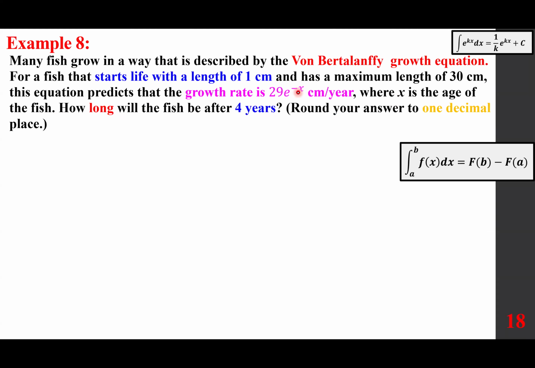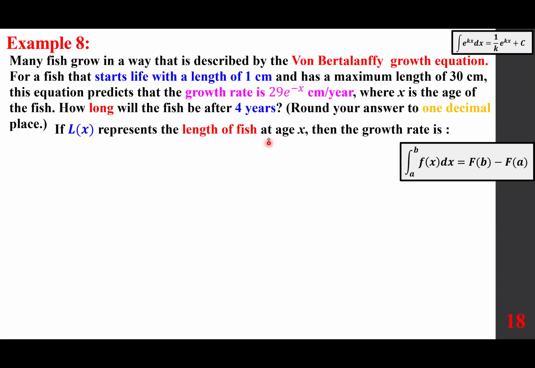So what's going on? The growth rate, the derivative, is given. If that is the rate of growth, then let L of x represent the length of the fish at age x, and the growth rate would be the derivative of that, L prime or dL/dx, equal to this 29 e to the power minus x centimeters per year, where the initial value L of 0 is 1 centimeter. It's very important to understand that.